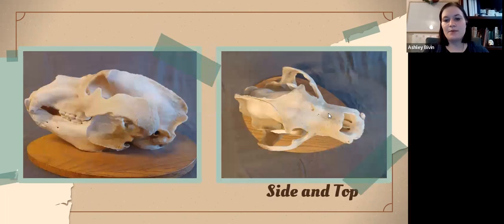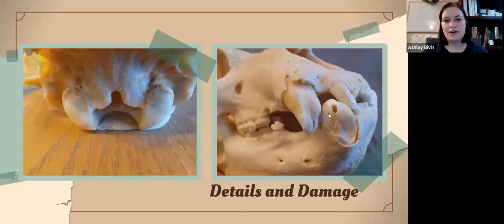Then our sides, our top, and then our details and damage. Because this object has a base, it's not safe to do the bottom, and so we did not take pictures of it. But you can see here, I took a picture of the base of the skull to get the detail there, and then there's some damage on the tooth. This is probably done in life, but we just want to have the documentation that we know that this tooth has something going on with it.